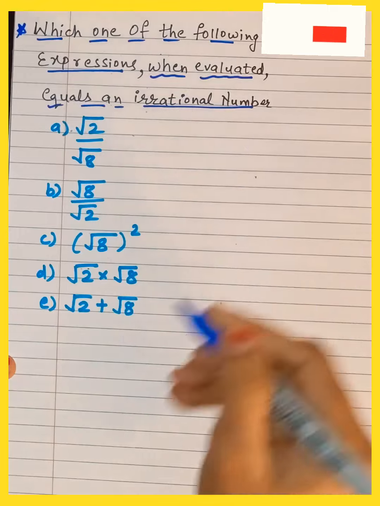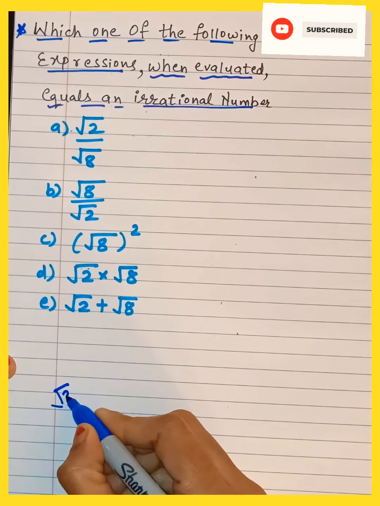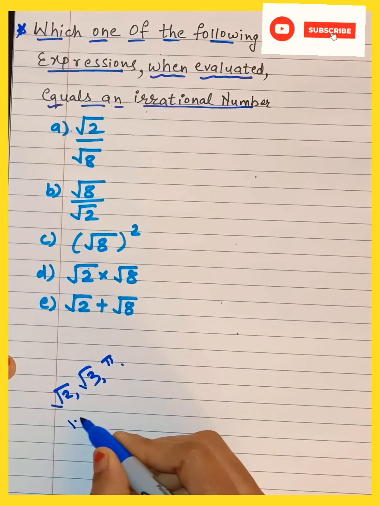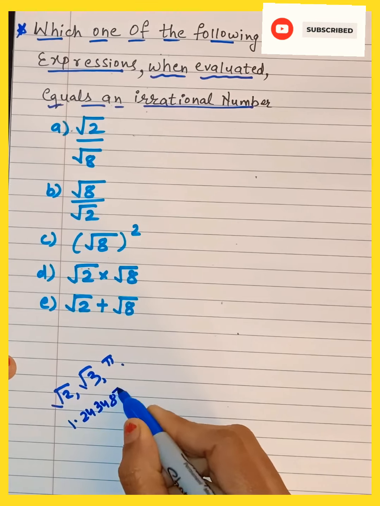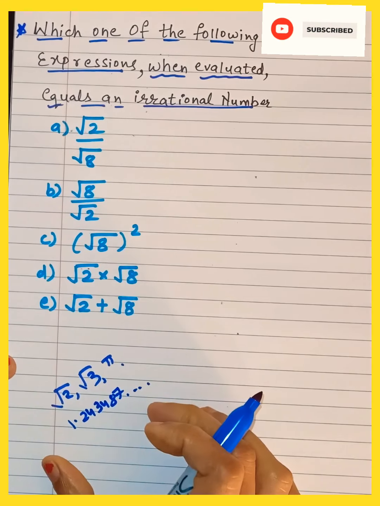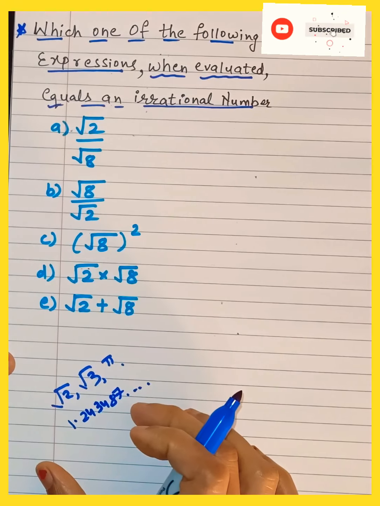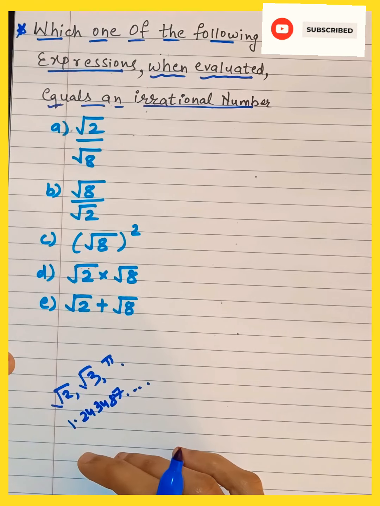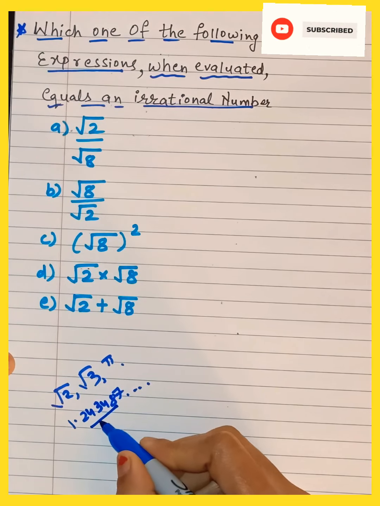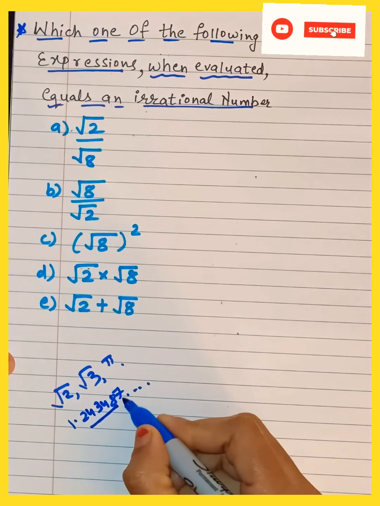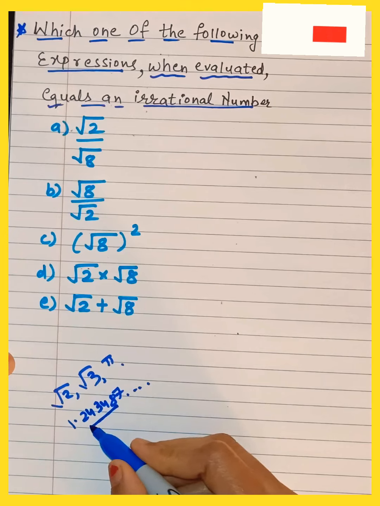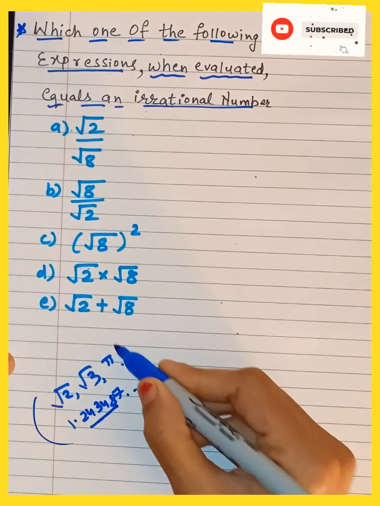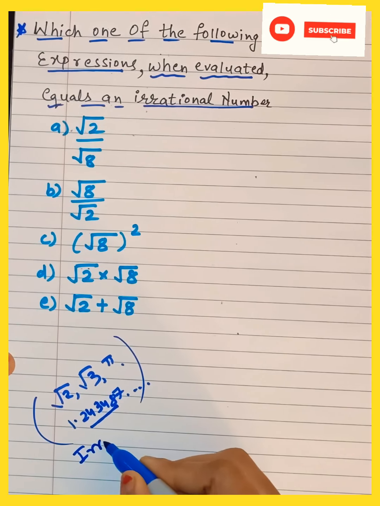Irrational numbers are these type of numbers. For example, root 2, root 3, pi, or 1.243487 and so on. These type of numbers are called irrational numbers. They can be written as decimals but definitely not as fractions. These numbers tend to have endless non-repeating digits to the right side of the decimal point, as you can see here in this example.